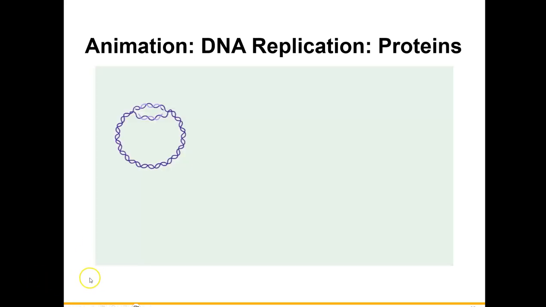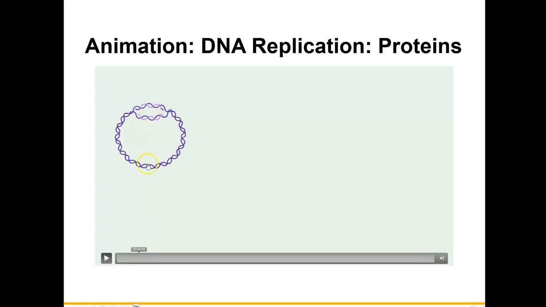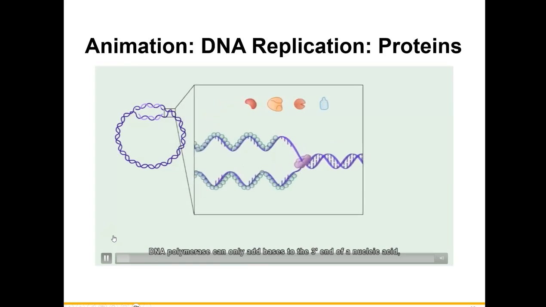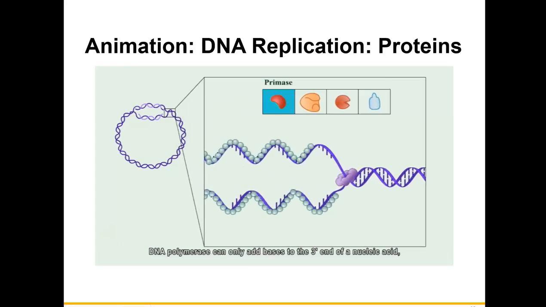Okay, and then the next video is about the proteins involved. DNA polymerase can only add bases to the 3' end of the nucleic acid, which means DNA polymerase can only add bases to a nucleic acid. It cannot start replication from scratch.